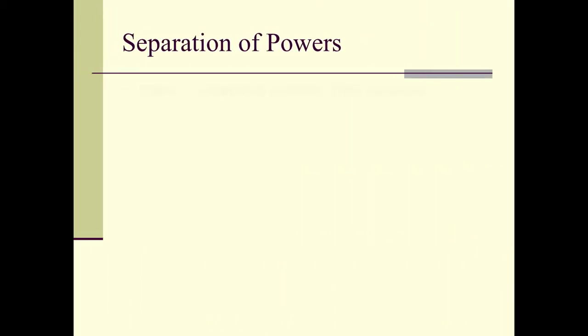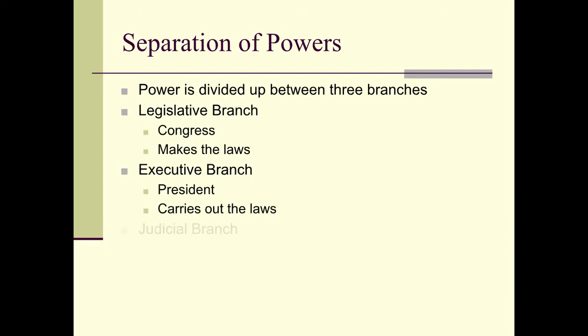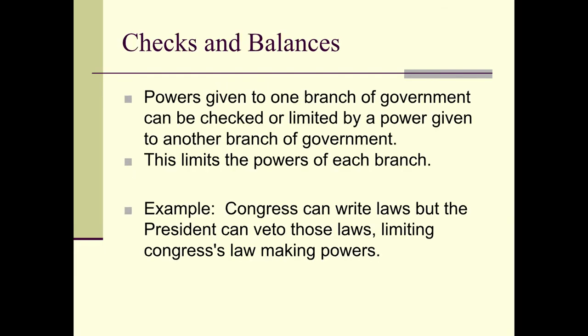But along with the separation of powers, we also have a system of checks and balances, which is a second key thing. And checks and balances is not only did we separate power, but the powers we gave to one branch can be used to check a power that's used by another branch or to balance out their power.